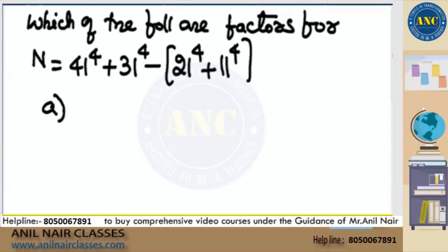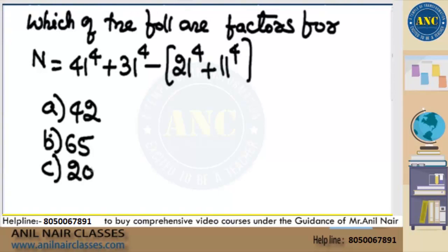Write down 42, 65, 20, 65 and 20. Write down this question. Which of the following are factors for 41 power 4 plus 31 power 4 minus of 21 power 4 plus 11 power 4? Listen carefully.